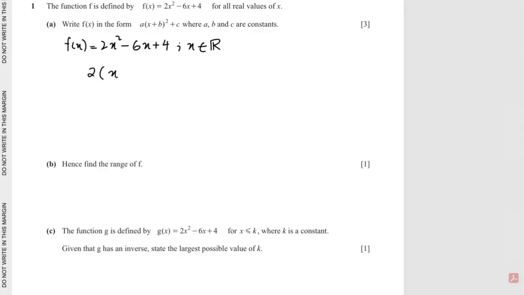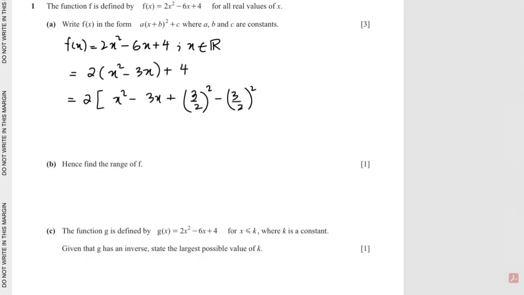You factor out the 2 in order to make the coefficient of x squared 1. Minus, this will be 3x. So I like to keep my 4 outside because I don't need that. All we need is just this expression inside the bracket. So 2, this will be x squared minus 3x. What's the half of the coefficient of x? That's 1.5 or 3 over 2. I like to write my answers as exact fractions. So let's keep it 3 over 2. Added square, subtracted square, plus 4.